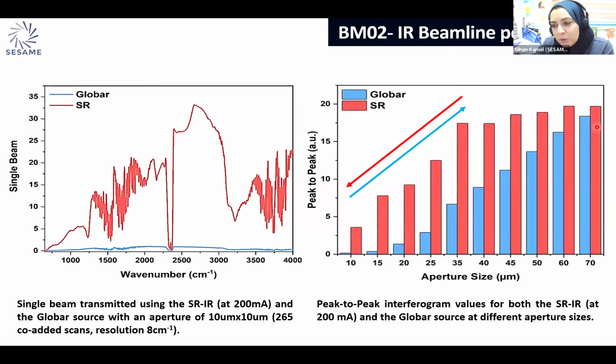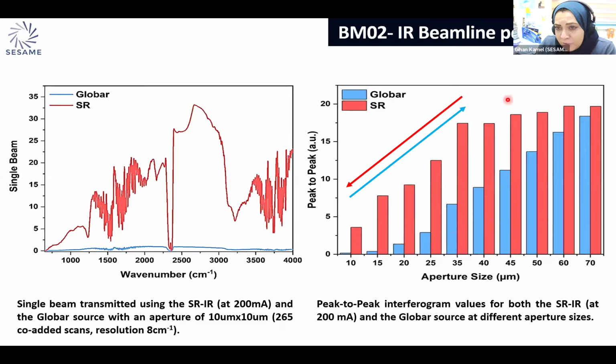And sometimes if I see something like this, I automatically go to the globar, because it gives better condition than when I go to the synchrotron with this, because it's already useless. And then if I try to decrease the aperture size, if I go to 50, 45, 40, 35, 25, you start seeing the globar disappearing. It's getting less and less by time or by aperture size.